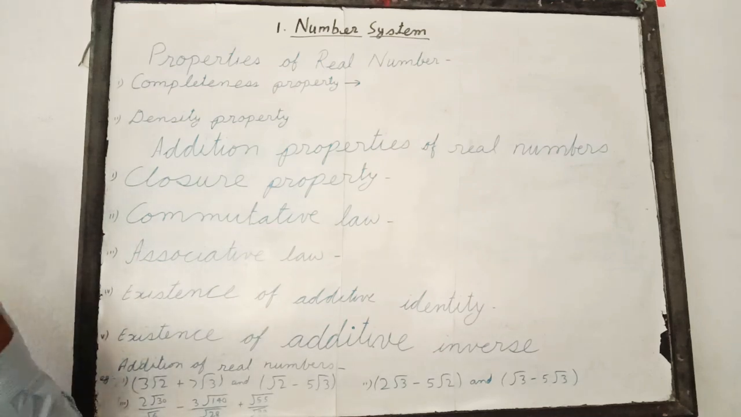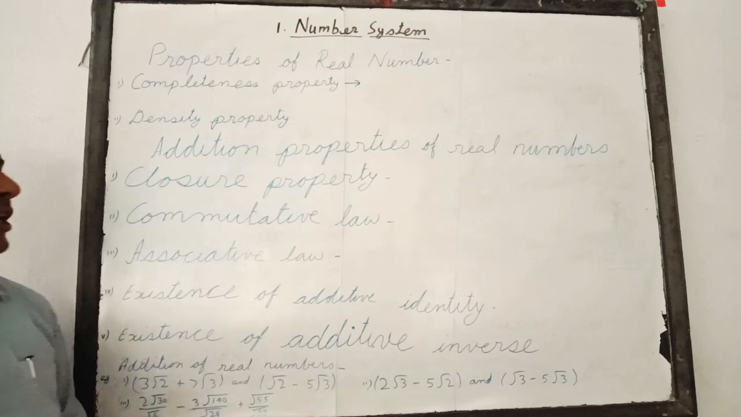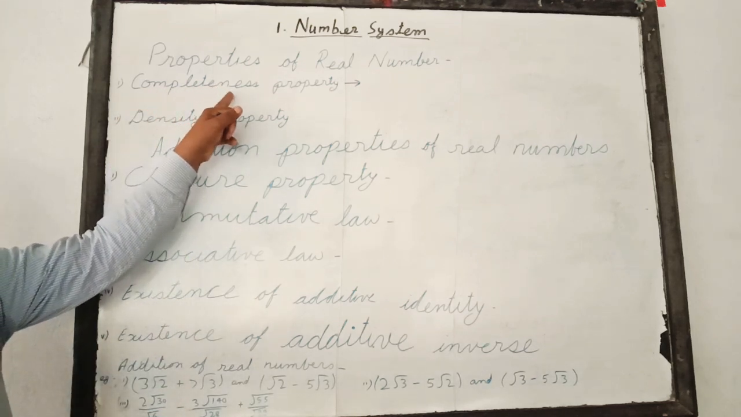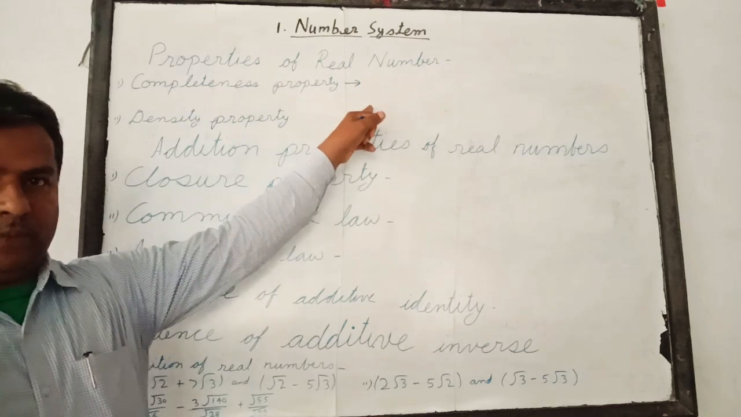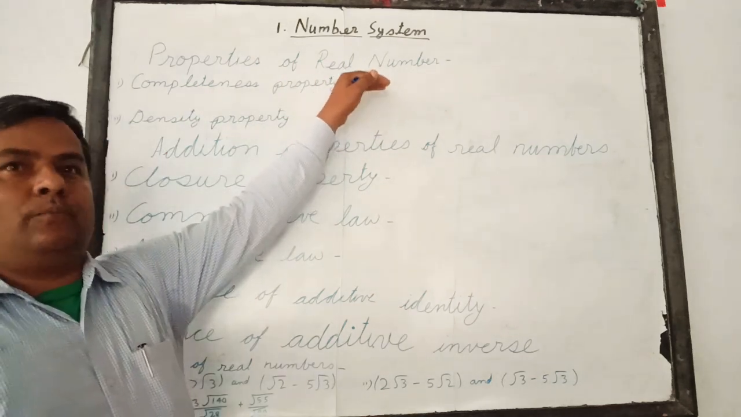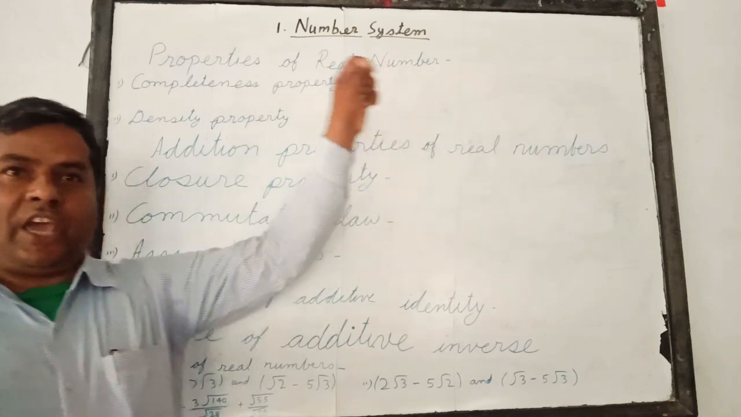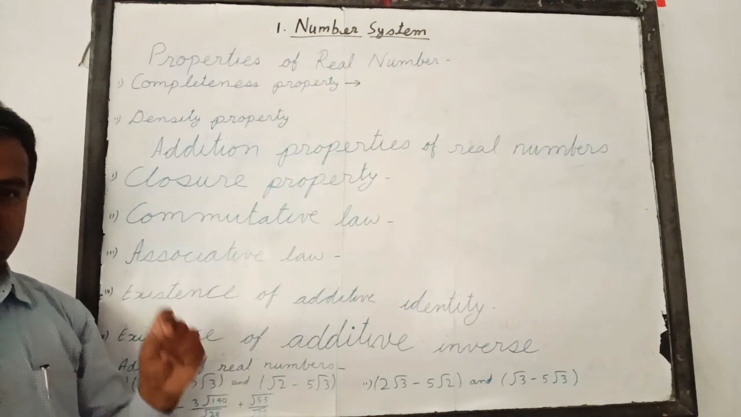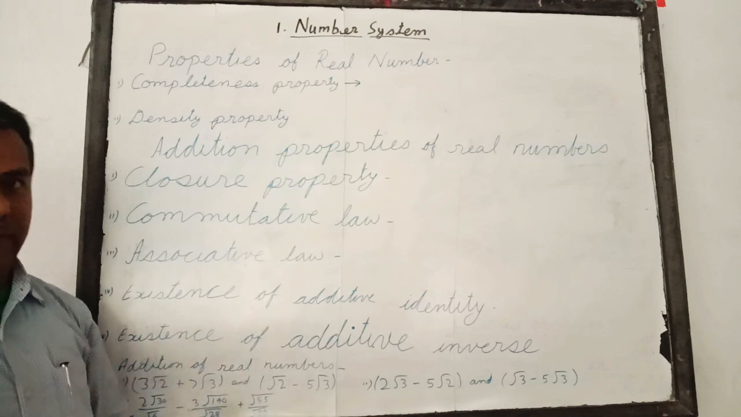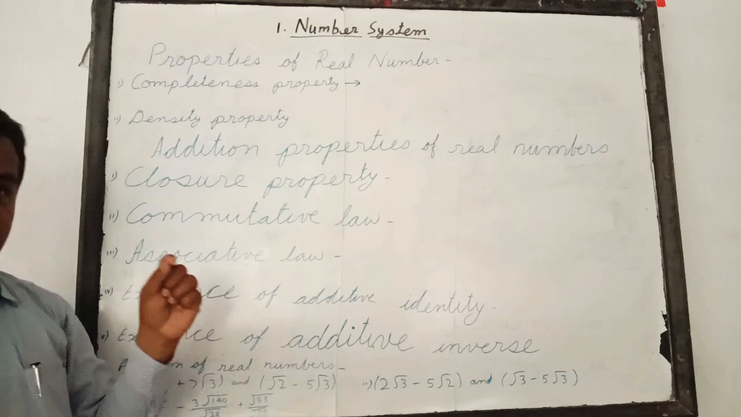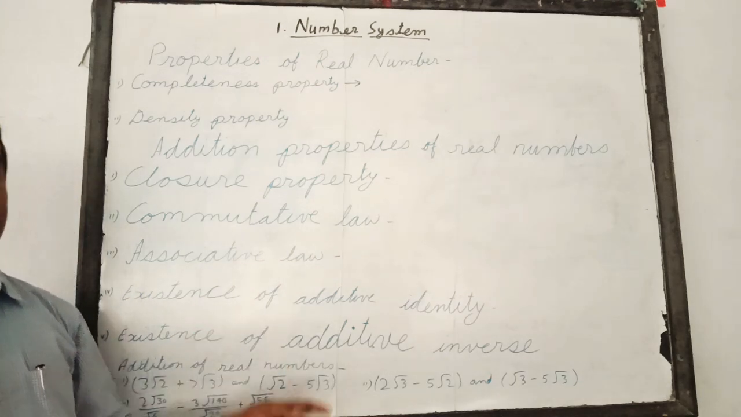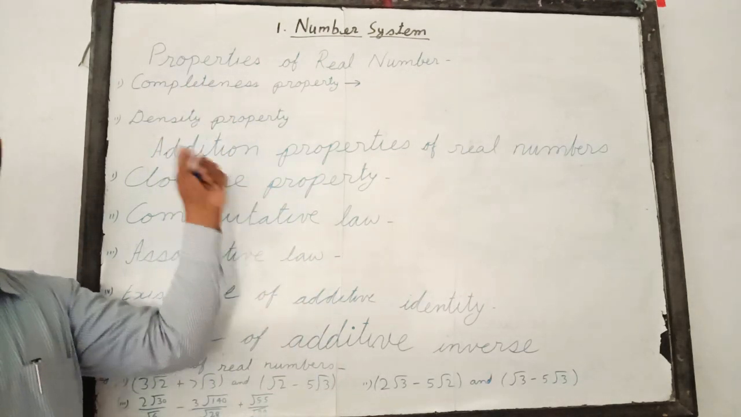You already know what real numbers are. So today we will know some properties of them. The first property of real numbers is the completeness property. This property states that every real number can be represented on a real line, and each point on a real line corresponds to a real number.